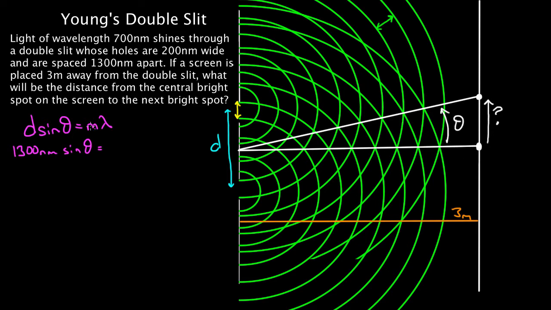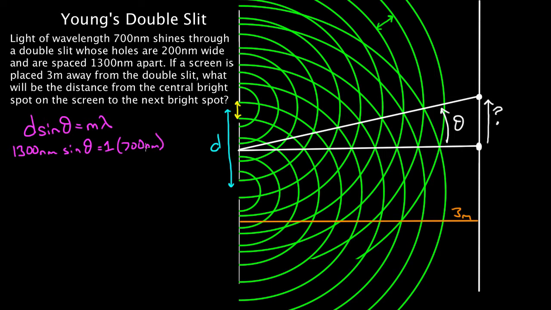Equals m. What should m be? Well, this is 0. Should I put 0? No, because I don't want the angle to the center one. I want the angle to the first one over here. So this is m equals 1, the first order bright spot constructive point, times the wavelength. What's the wavelength? The wavelength of the light, we said, was 700 nanometers.